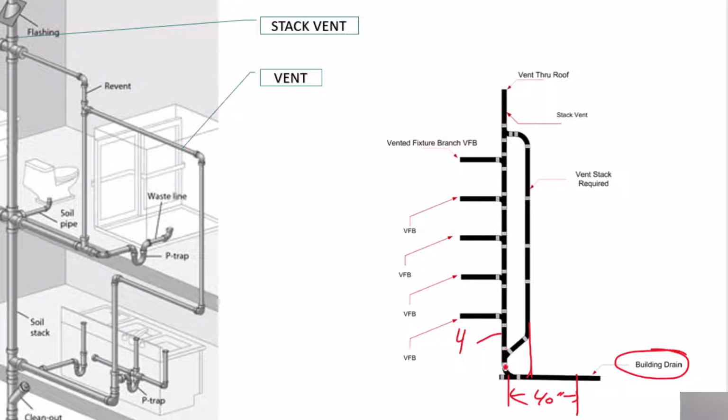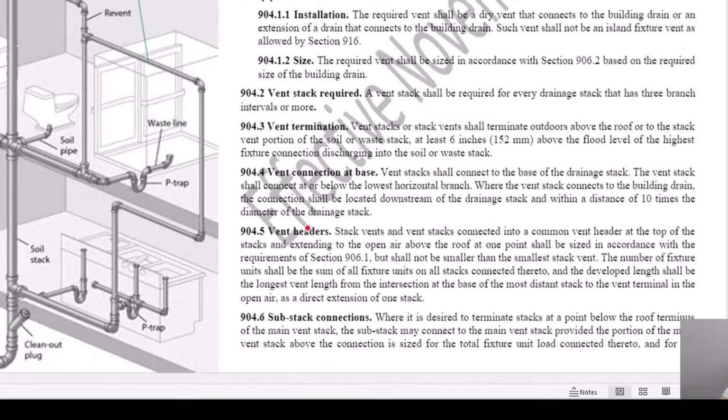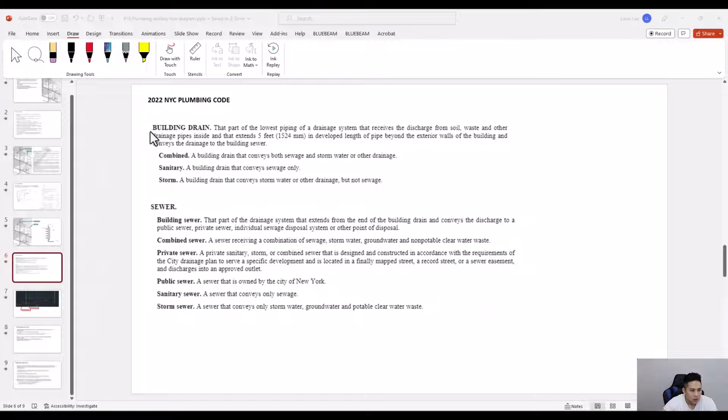So it has to be within the drainage stack, downstream, meaning down the direction of flow, 40 inches. So it's got to be anywhere in this range that the connection can also be made to. And there's a few more terms here, vent header and substack connection, but we're not going to cover this for now. So we covered the building drain, but this is the actual definition in the New York City Plumbing Code.